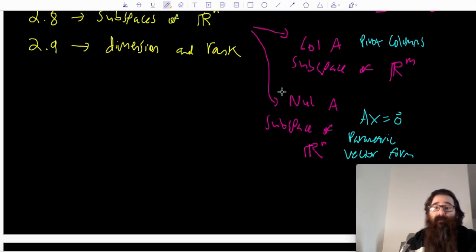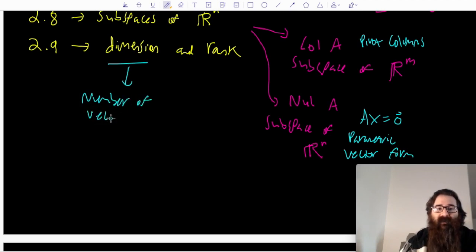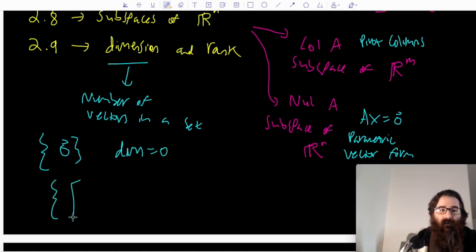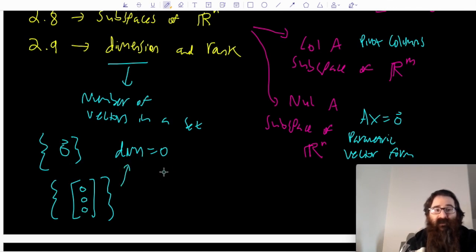So make sure you're comfortable building these subspaces, which then brought us to our last section, dimension and rank in 2.9. So remember, when we talk about dimension, we're talking about the number of vectors in a set. And it's important to clarify and say that when we're talking about a set that just contains the 0 vector, the dimension of that set is defined to be 0 numerically. So if I just have a set, and in that set, let's say I'm talking about vectors in R3, I have the 0 vector in R3, 0, 0, 0. We define the dimension of that to be 0.